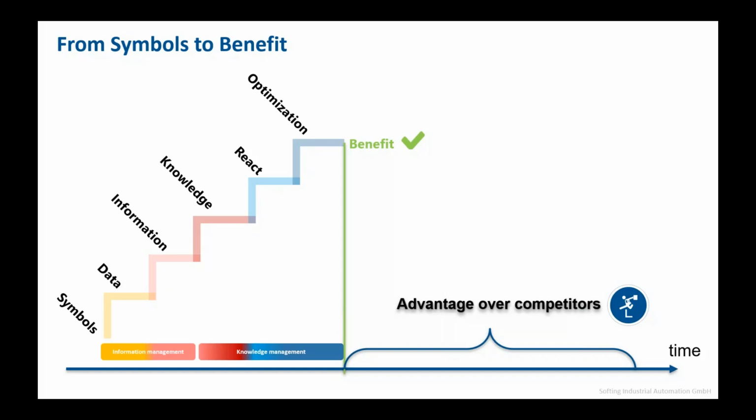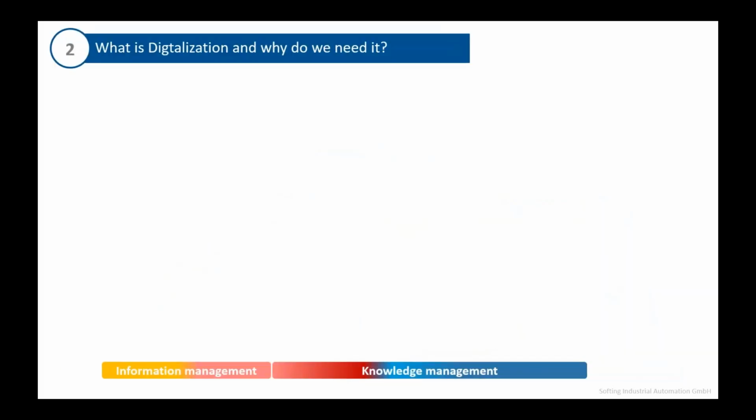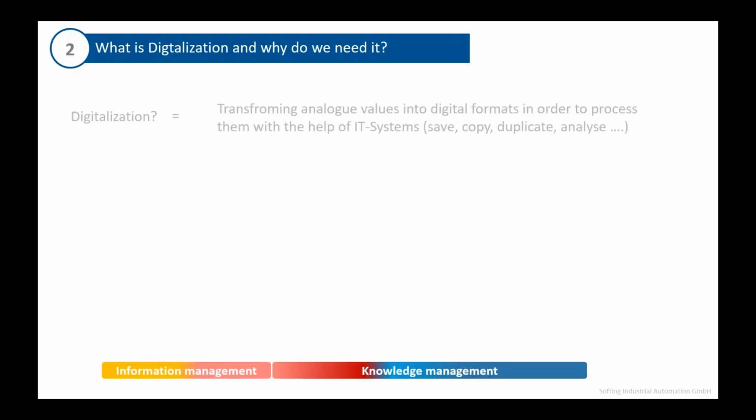But this all is only possible if we have digitalization and if we use our digital systems, which helps us increase the processing of this information at all. Yeah, which brings us to our second chapter. What is digitalization and why do we need it?